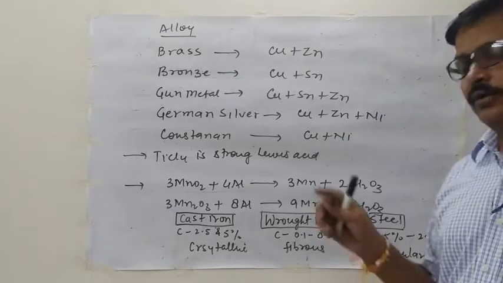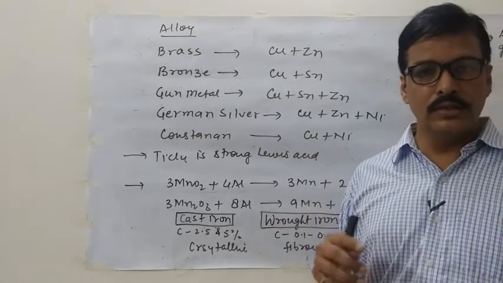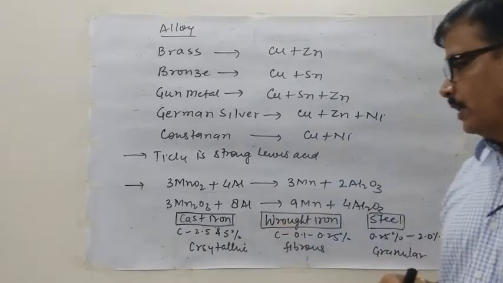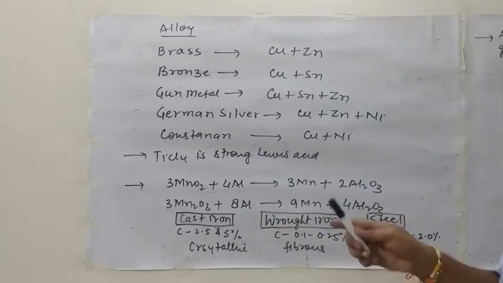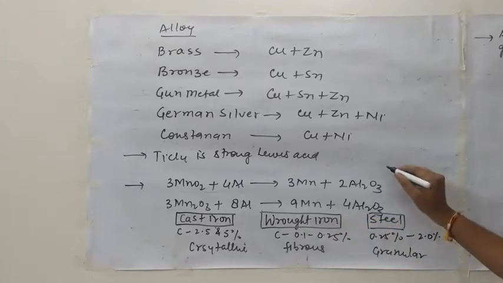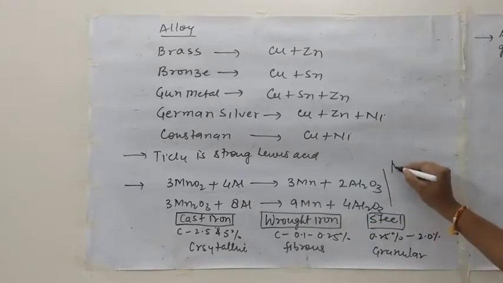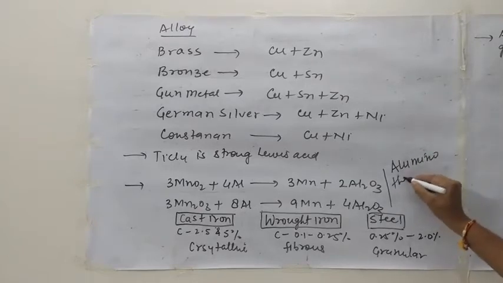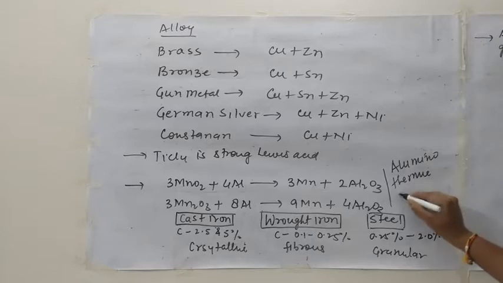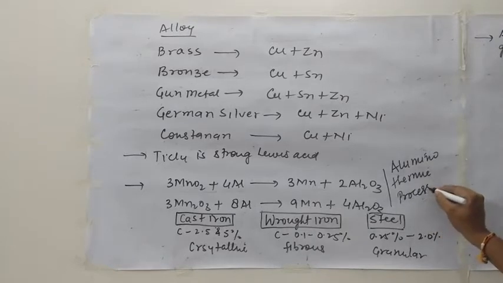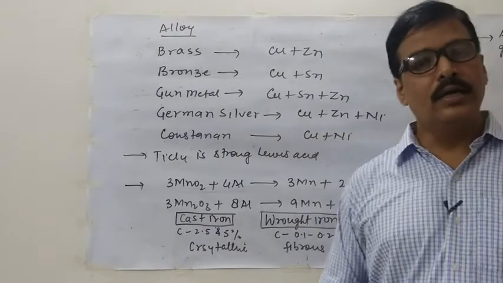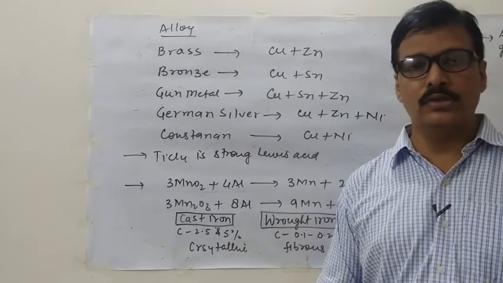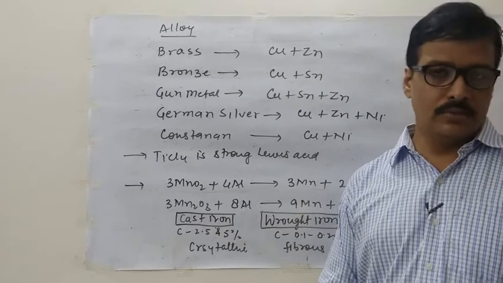Clear? And you already know the meaning of a Lewis acid. I think there is no need to discuss it. Now after that we come to two reactions which come under the aluminothermic process. This is related to metallurgy. Aluminothermic means reducing a metal oxide by aluminium. This is called the aluminothermic process, and this is also called the thermite process.